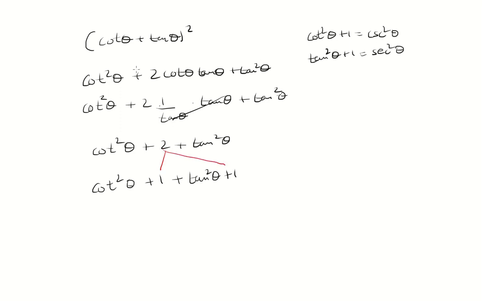And so I'm just going to use the identities. Cotangent squared plus 1 is cosecant squared. Tangent squared plus 1 is secant squared. And now I'm going to further simplify this by rewriting cosecant squared as 1 over sine squared, and then secant squared as 1 over cosine squared.